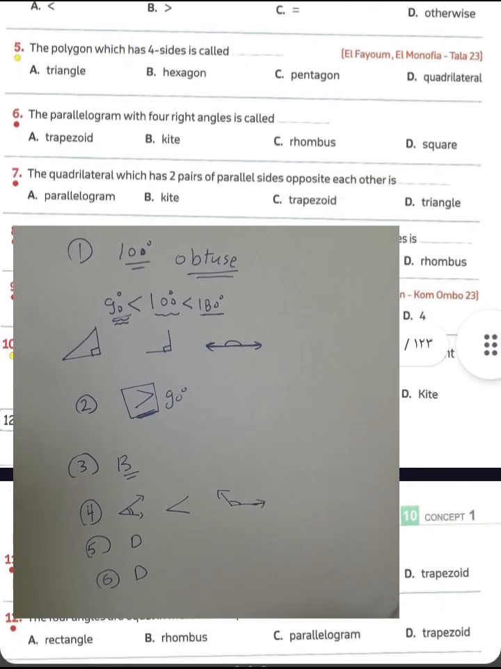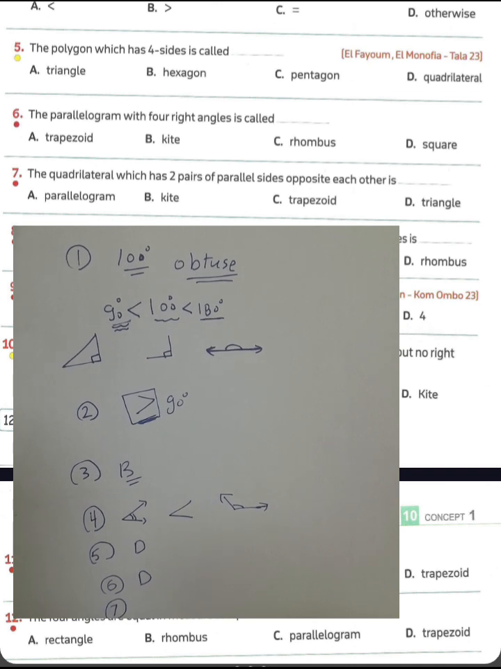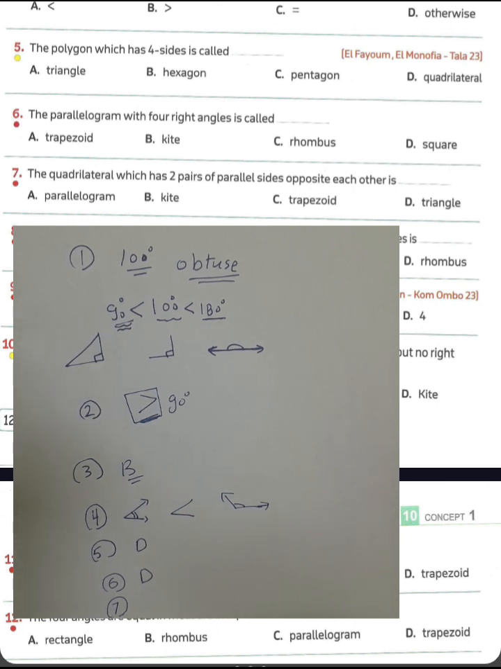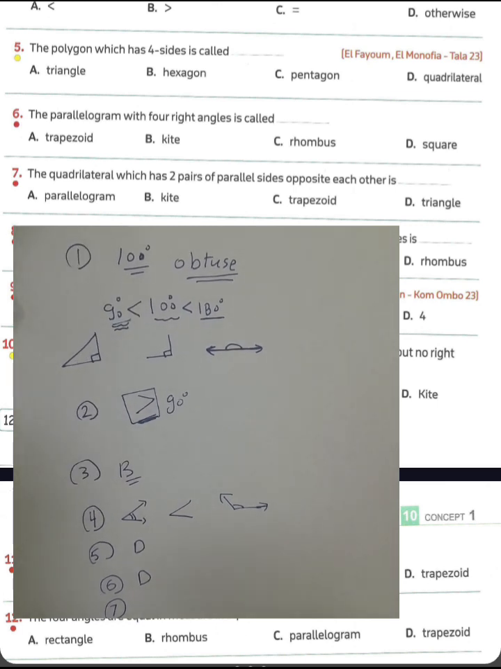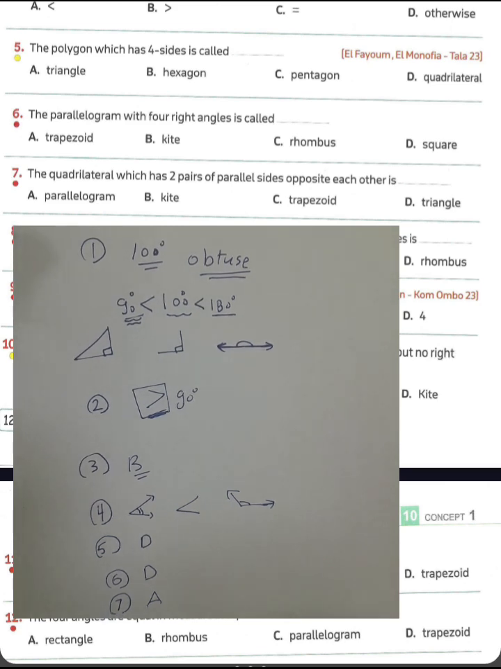Question 7: the quadrilateral which has 2 pairs of parallel sides opposite each other, we call it what? Parallelogram. The parallelogram has 2 pairs of parallel opposite sides. Choose letter E. We call it a parallelogram. The quadrilateral which has 2 pairs of parallel sides opposite each other, we call a parallelogram.